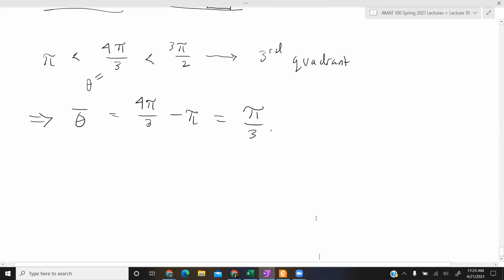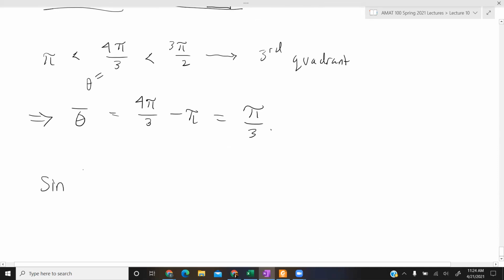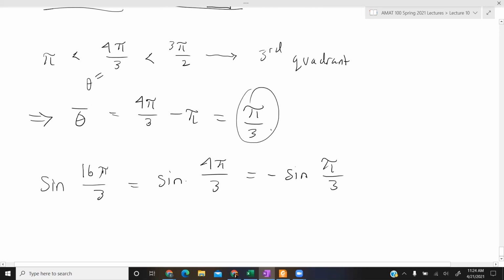So now in the 3rd quadrant, sine is negative. So what that means is that when we take sine of 16 pi over 3, which we already determined is equal to sine of 4 pi over 3, I have to tack on a negative because the sine is negative. We also use this reference angle in this step. So we get sine of 4 pi over 3 is equal to negative sine of pi over 3.